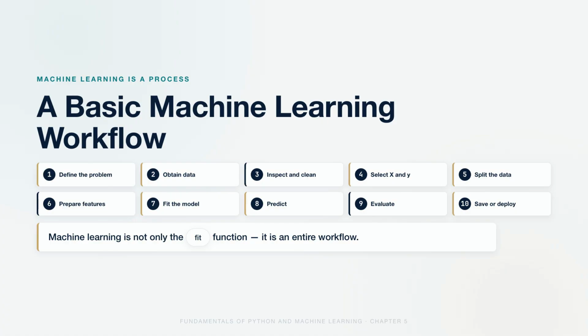Sixth, perform the required preprocessing, such as scaling numerical features. Seventh, create and fit the model using the training data. Eighth, use the model to make predictions. Ninth, evaluate those predictions using test data the model did not use during training. Finally, save, communicate, or deploy the model if its performance and intended use are appropriate. Machine learning is not only the fit function, it's the entire process.